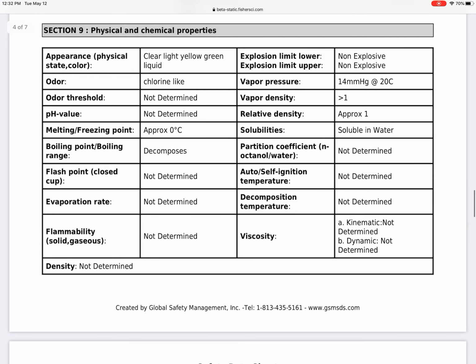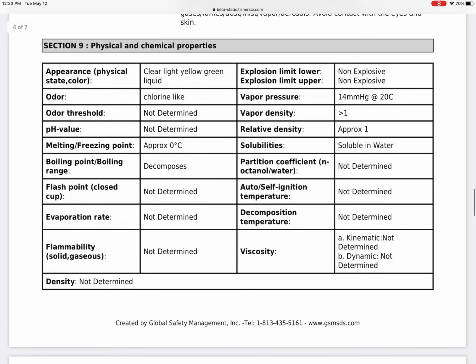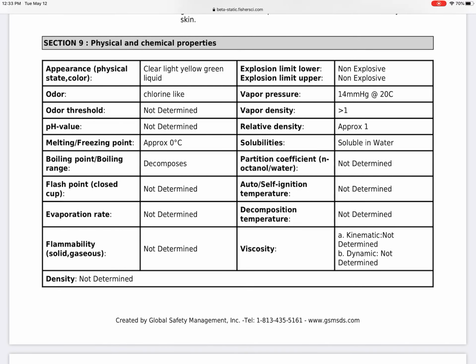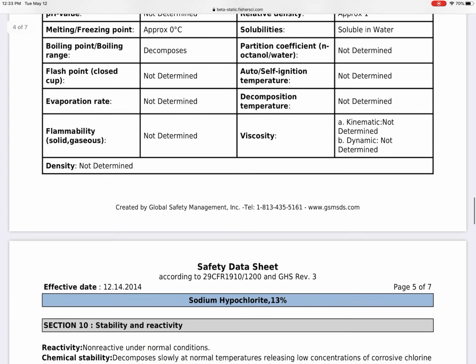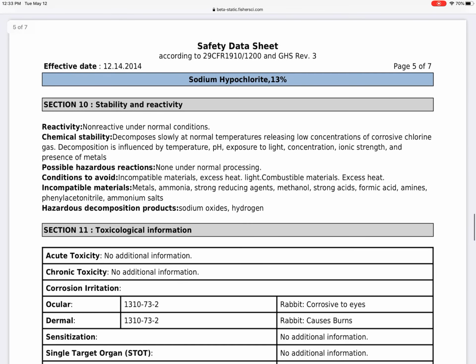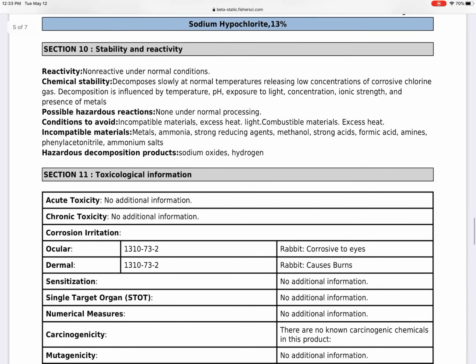Those are examples. Then there's physical and chemical properties, and so these are important sometimes for scientists, but sometimes they might be important for you. It says that the flammability, it's not determined, so we don't really know if it's flammable or not. In all of our temperatures we have, it doesn't seem to be. It's not explosive, which is great. It says that the odor is chlorine-like, so that would help you identify a smell. If you thought that you could smell chlorine, it might be bleach. Stability and reactivity, it's non-reactive under normal conditions, decomposes slowly, so those are all important things for us.